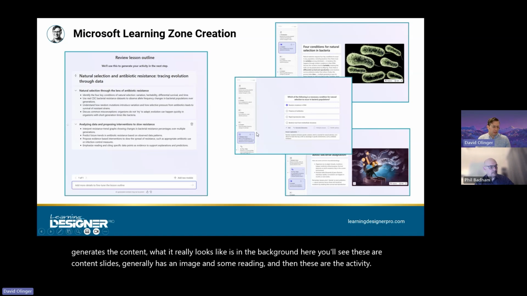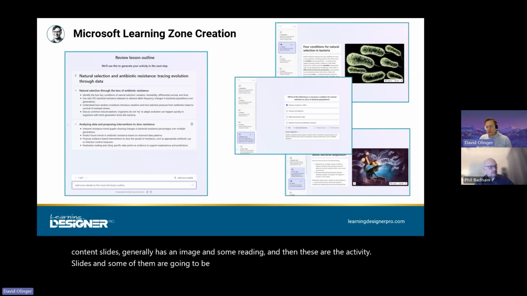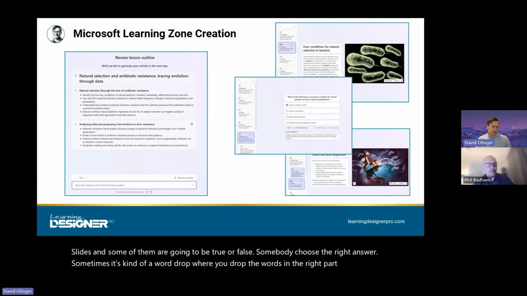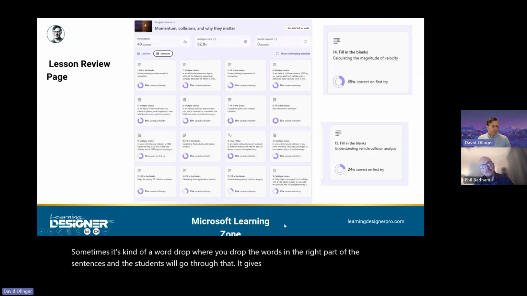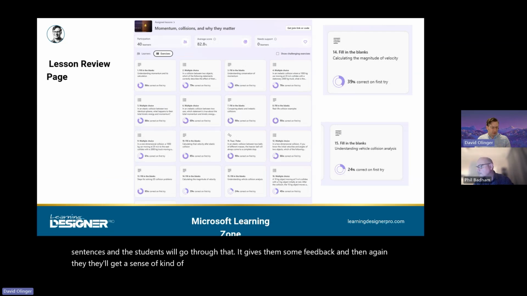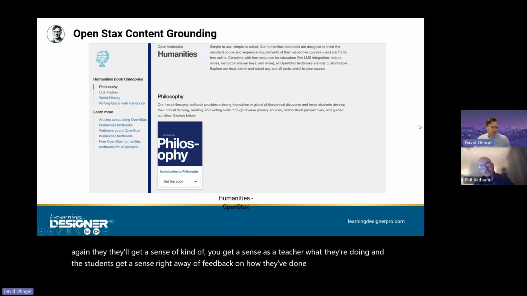Some of them are going to be true or false. Some will be choose the right answer. Sometimes it's a word drop where you drop the words in the right part of the sentences. The students will go through that, and it gives them some feedback. You get a sense as a teacher of what they're doing, and the students get a sense right away of how they've done on the exam or the activities themselves.